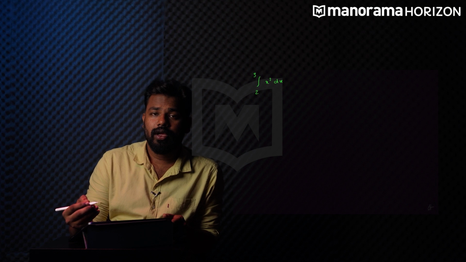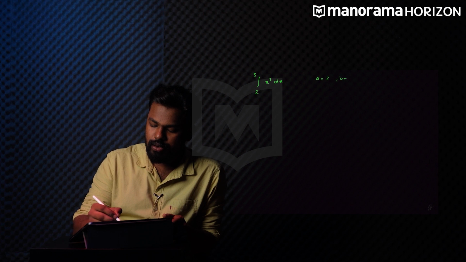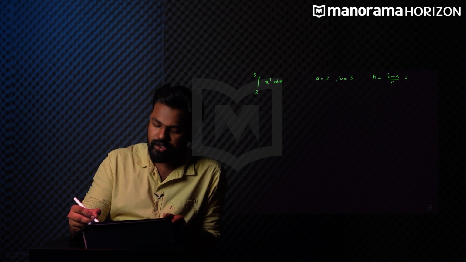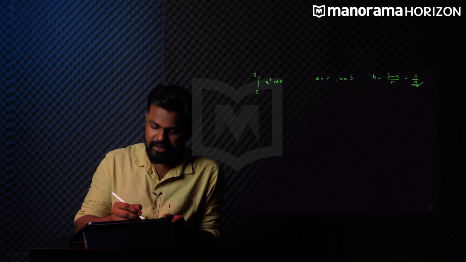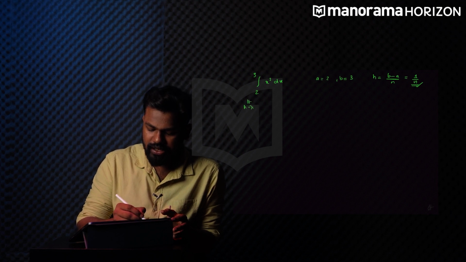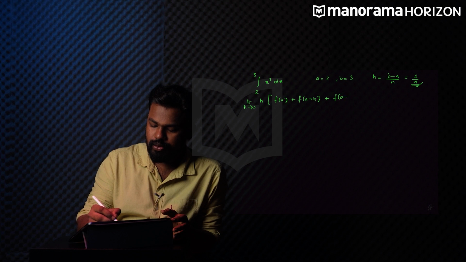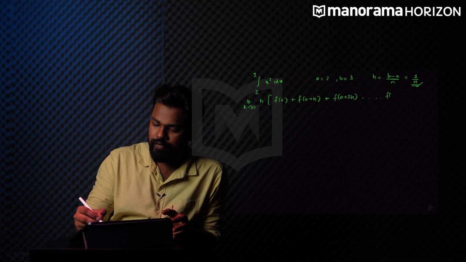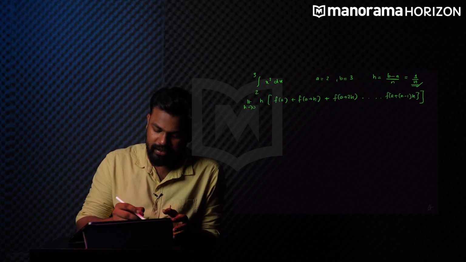Now how to do this question? Integral 2 to 3 x square dx. So you have a is equal to 2, b is equal to 3. Therefore h is equal to (b minus a) by n, that is (3 minus 2) by n, that is 1 by n. So what is h? It is 1 by n. Now if I take this and use the previous limit of a sum formula, that is limit h tends to 0, h into f of a plus f of a plus h plus f of a plus 2h up to f of a plus (n minus 1) into h, I will be substituting over here.